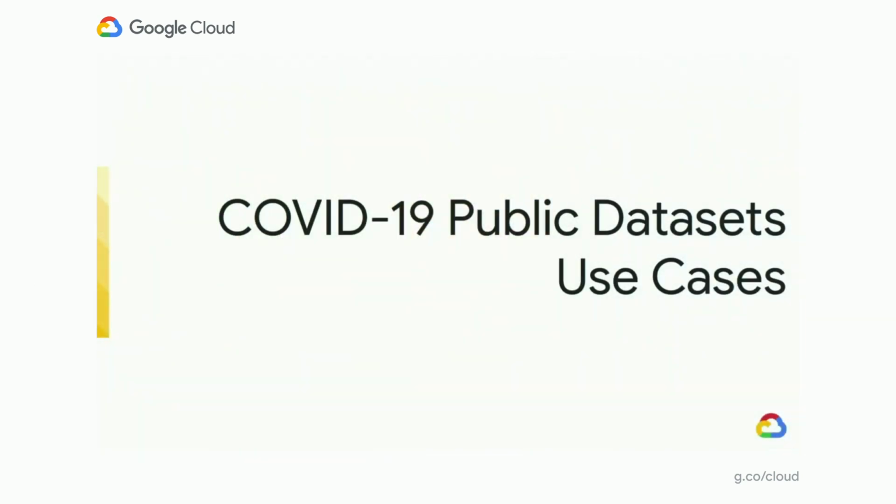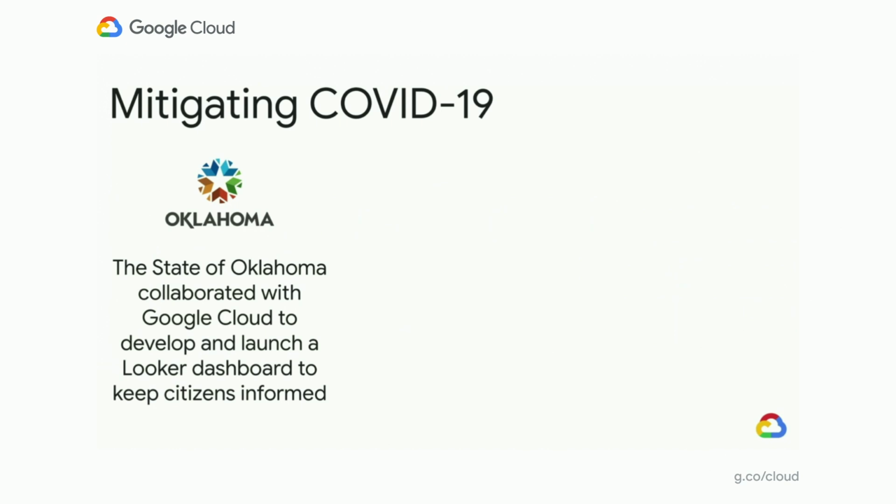So let's take a look at some examples of how Google Cloud's customers are already seeing success using COVID-19 public datasets in the 3 categories we've laid out. The first of these is the state of Oklahoma. State officials in Oklahoma collaborated with teams from across Google Cloud to develop and launch a Looker dashboard that helps keep their citizens informed of the current status. This helps reinforce the importance of public health efforts by providing citizens transparency into the decision-making process and the impacts of these decisions.